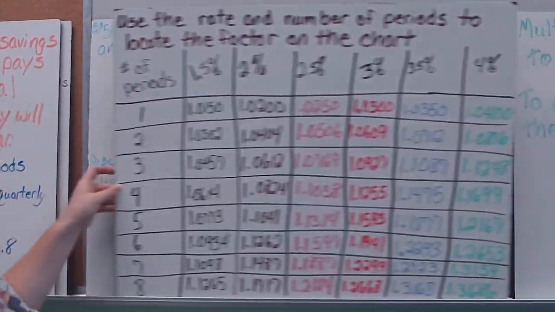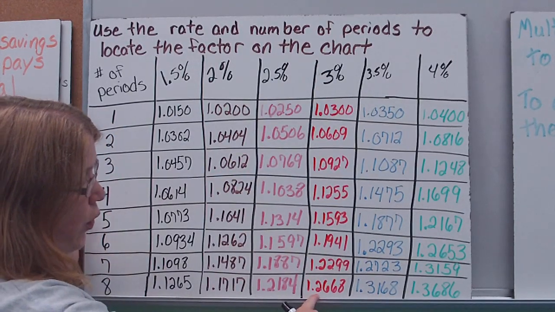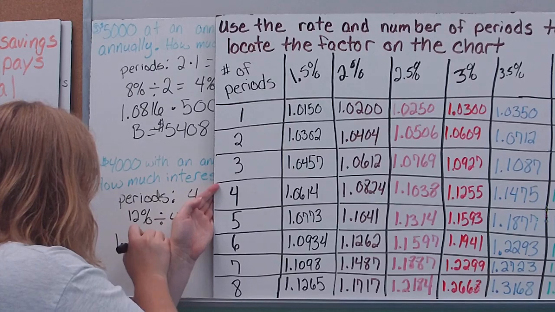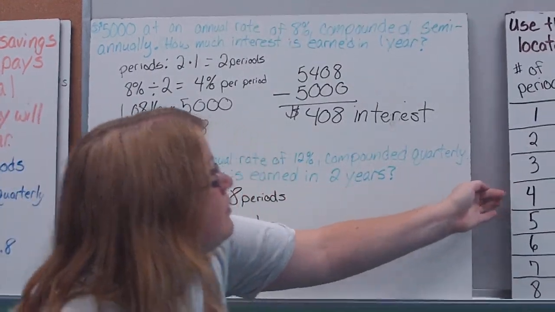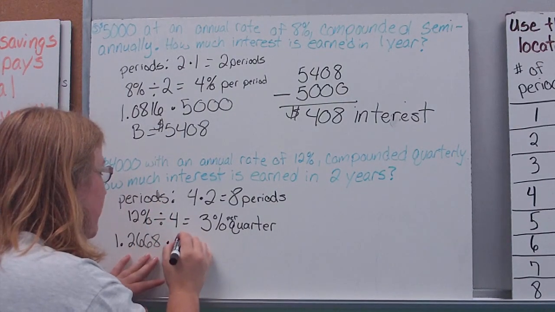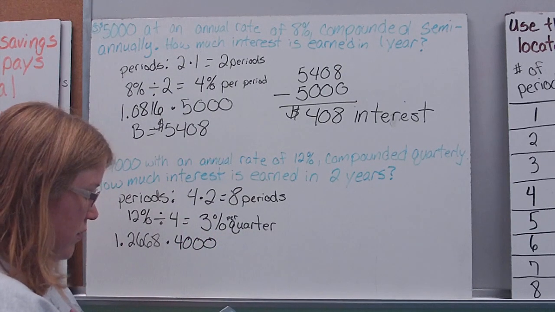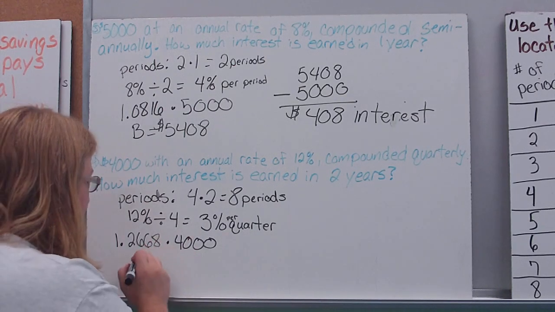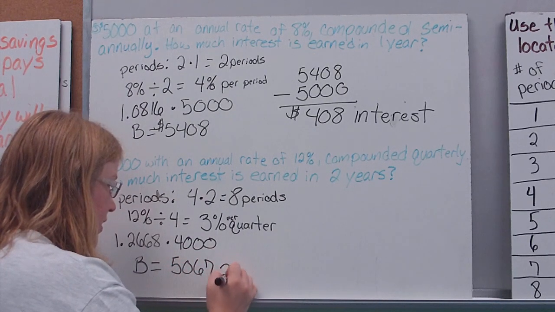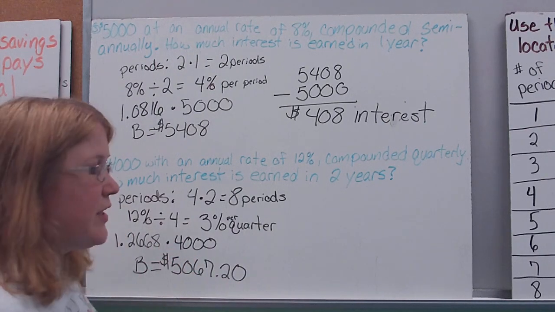So let's flip back to our chart. 8 periods at 3% gives me a factor of 1.2668. There's my factor, that I'm going to multiply by my original principal balance, which was $4,000. And I come up with a balance of $5,067.20. And again, the calculator doesn't add the 0, but since we're dealing with money, we need to.